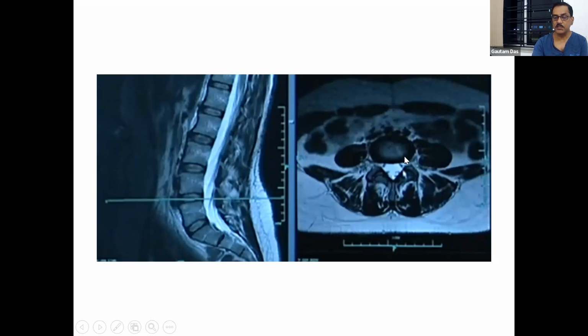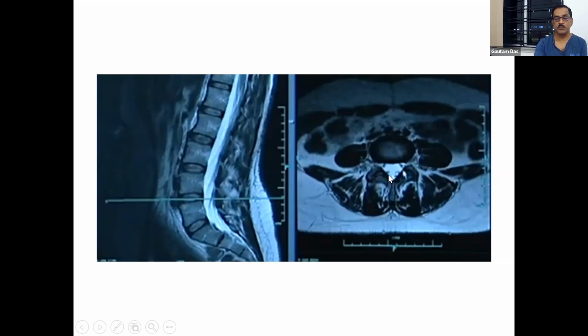This is a T2-weighted image, because the annulus has fibrocartilaginous structures. It has neither fat nor water, so it looks black. Whereas the disc has water, that's why it is looking a little bit white. Not as white as this, but still a little bit white because it has water. And this is CSF.